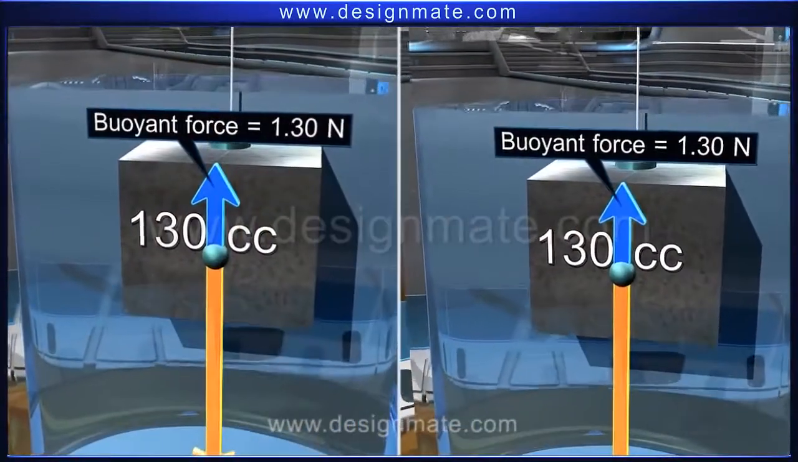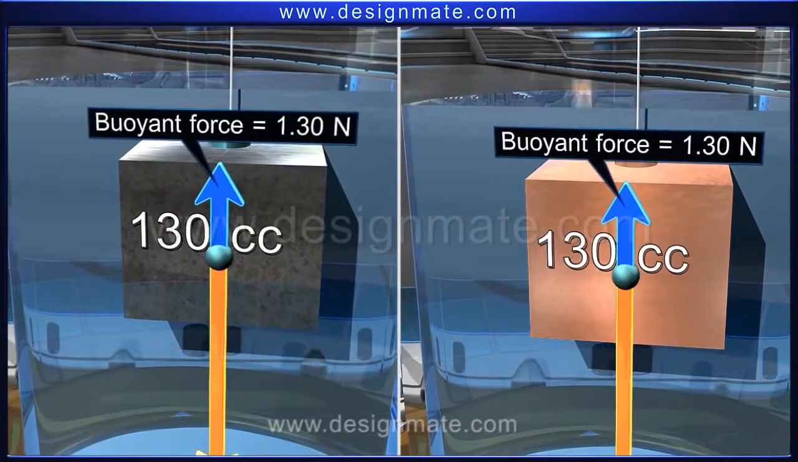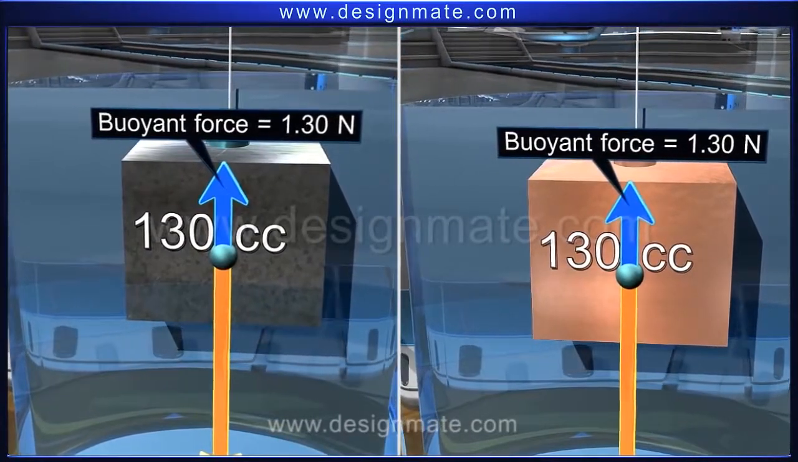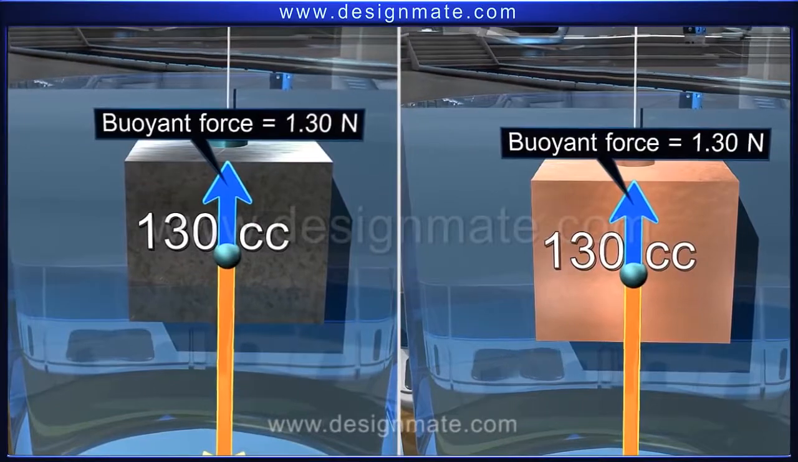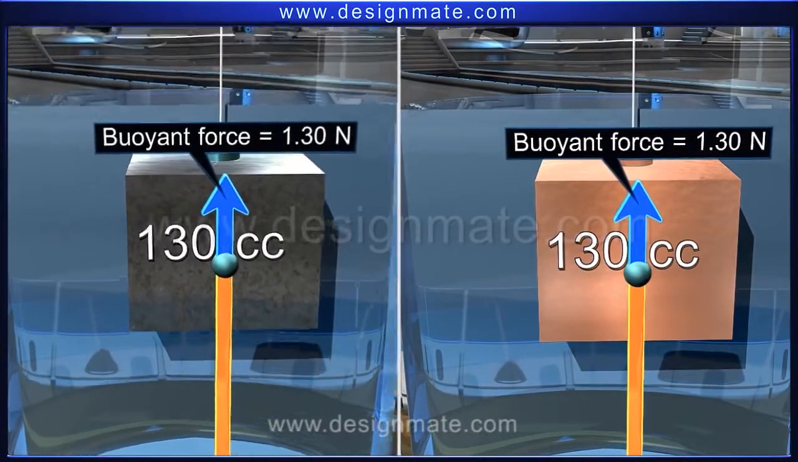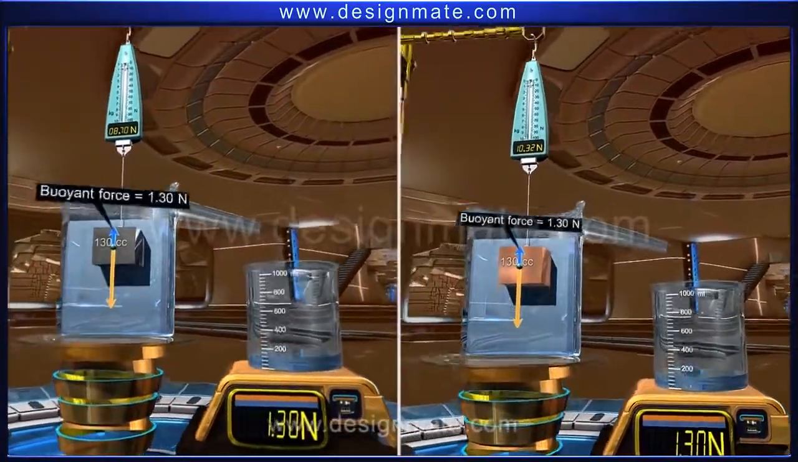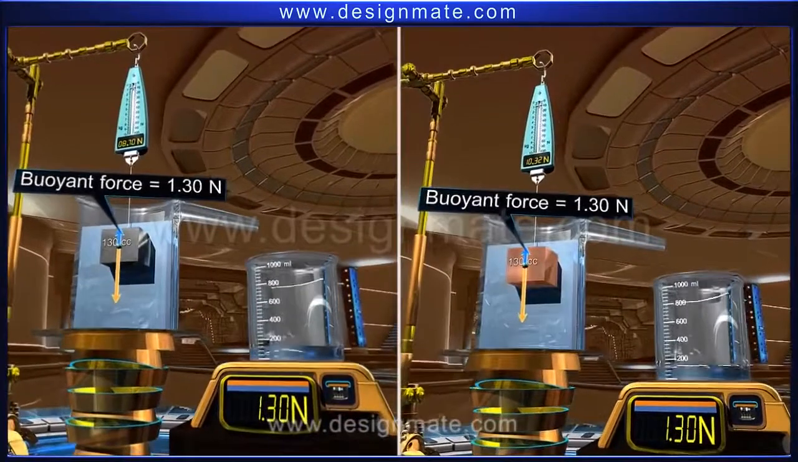Does the buoyant force depend on the density of the object immersed? We can observe and answer by taking another solid object having the same volume of 130 cubic centimeters, but a different density, and immersing it completely in water. Note that the buoyant force remains the same as before, that is 1.30 Newton.